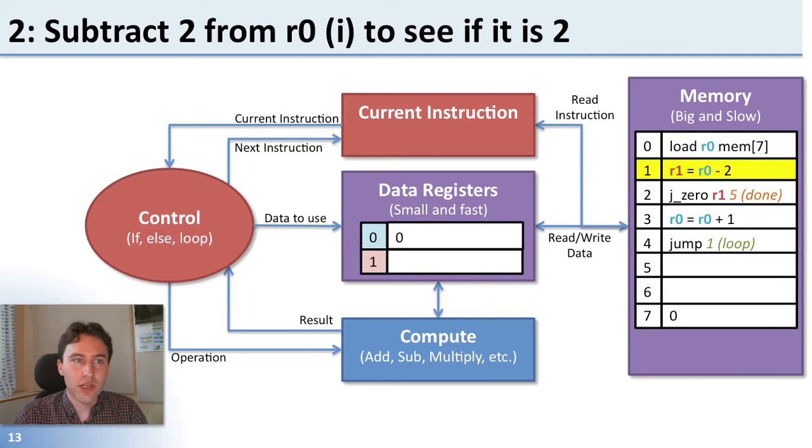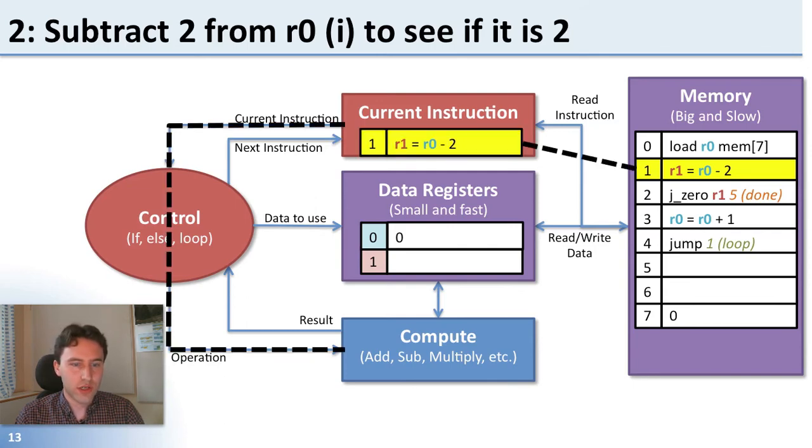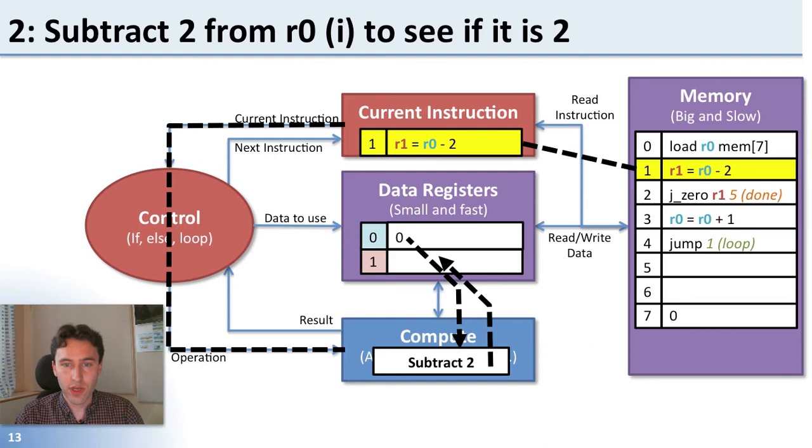Our next instruction is to subtract 2 from R0, that is, take away 2 from R0 and see if it's equal to 0. So we're going to load this instruction. That instruction tells our control what to do. The control tells the compute, this is subtract 2, and it needs to know what data to use. So it takes R0, because this instruction is R0 minus 2, subtracts 2 from it, and then stores the result into R1. So R0 was 0, we subtracted 2, so now R1 is going to be minus 2. So now we stored that, and now we go on to our next instruction.